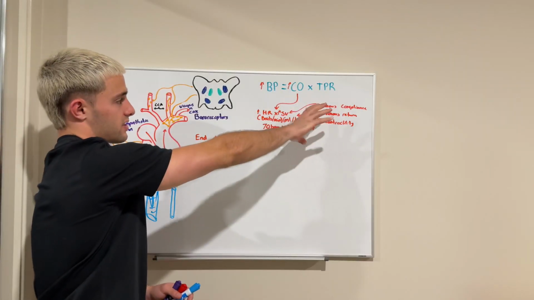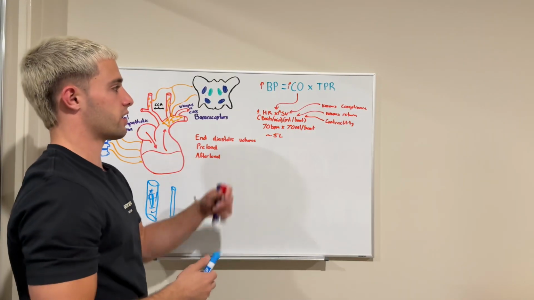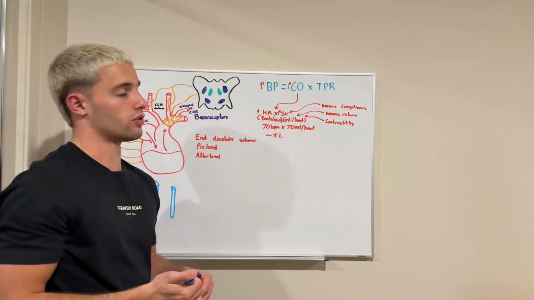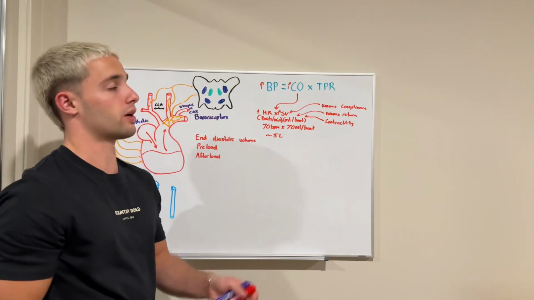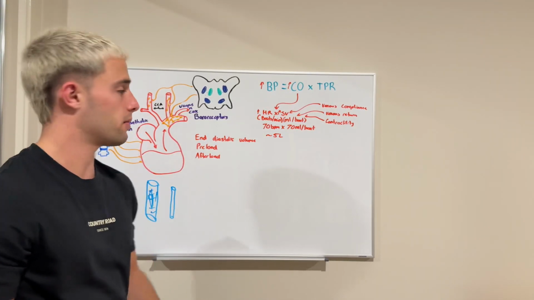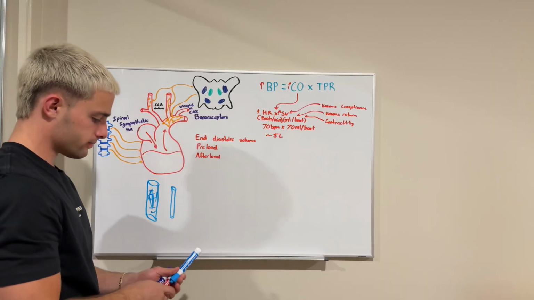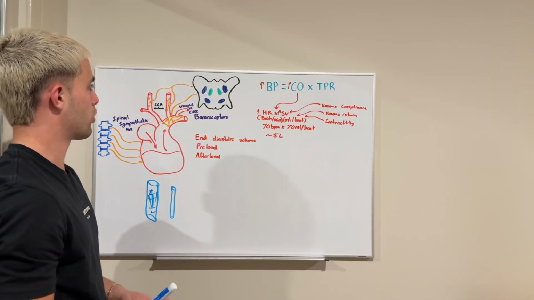So that's on that side. Heart rate is already going to go up because noradrenaline is acting on the heart. Therefore, cardiac output is going to be going up. Therefore, blood pressure is going to be going up. So that's that mechanism.